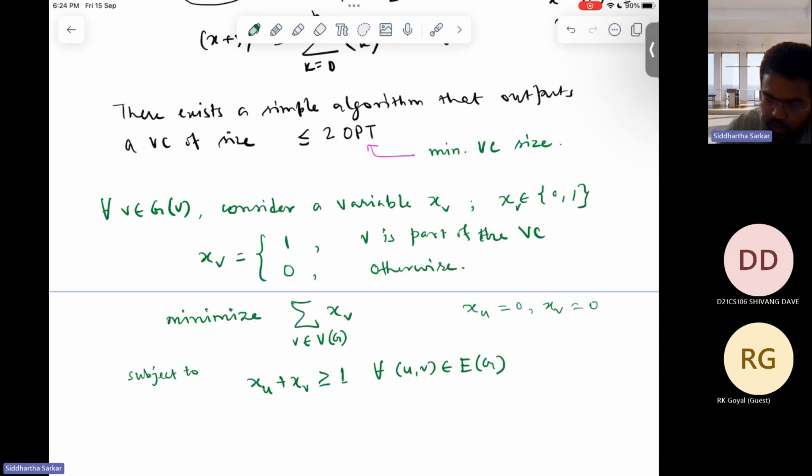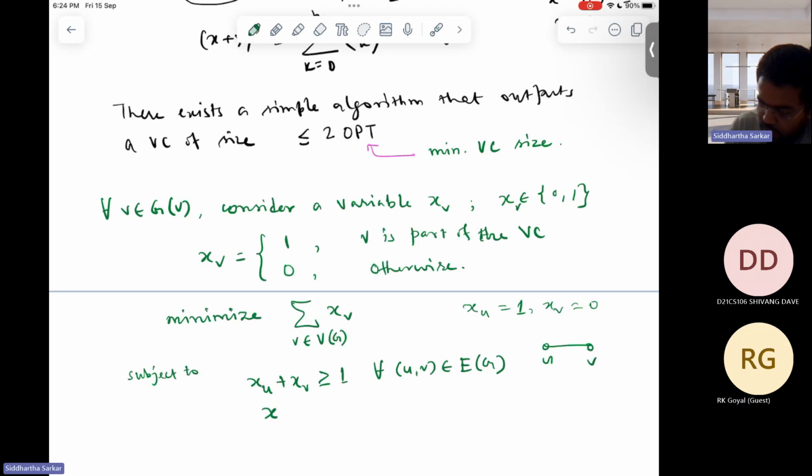So consider this edge uv, which is part of the graph, and if this edge remains uncovered, that means none of u and v is in our vertex cover, then xu is 0 and xv is 0. So the summation of xu plus xv will be 0. But if one of xu and xv is 1, then the summation of xu plus xv turns out to be at least 1. So this is the constraint. This constraint is the vertex cover constraint. Okay. Yes.